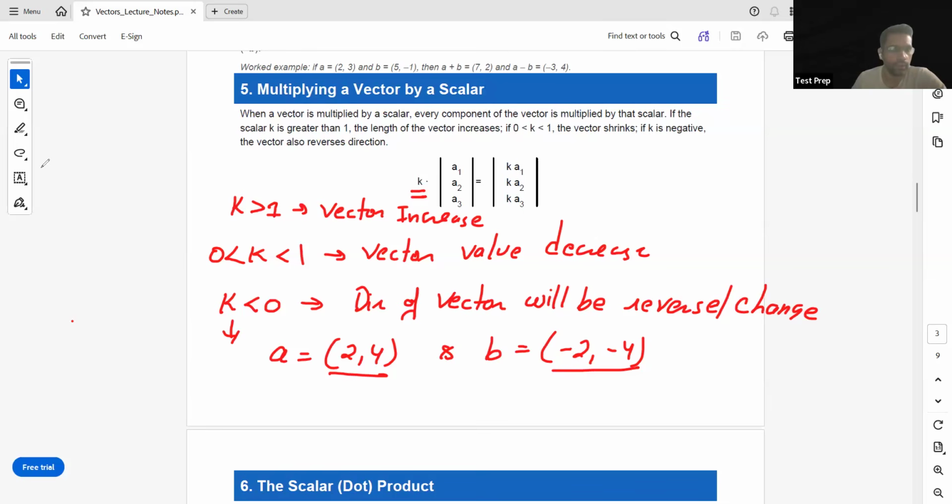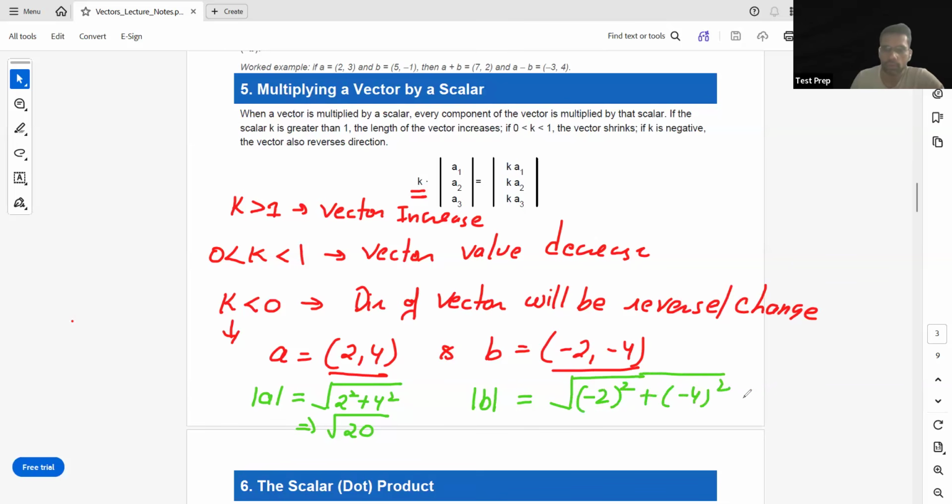If we find the magnitude of a, it is under root of 2 square plus 4 square, which is under root of 4 plus 16, that is under root 20. Now, the magnitude of b is under root of minus 2 square plus minus 4 square. Minus 2 square is 4, minus 4 square is 16, 16 plus 4 is under root 20. Now see, the magnitude is the same, but their direction is different.